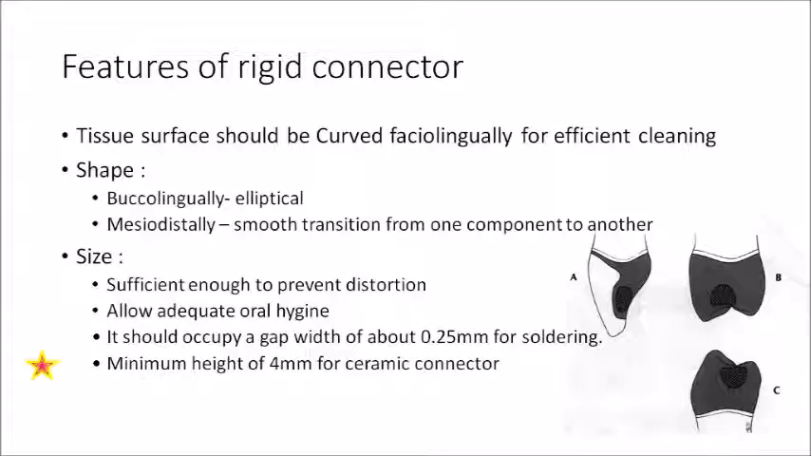The size of the connector should be sufficient enough to prevent any kind of distortion. So it's better to restrict such connectors for full coverage crowns. This is because when a wax pattern is fabricated and it's removed from the die, there are chances that the connector gets distorted in cases of partial coverage crowns. And it also should allow adequate oral hygiene.